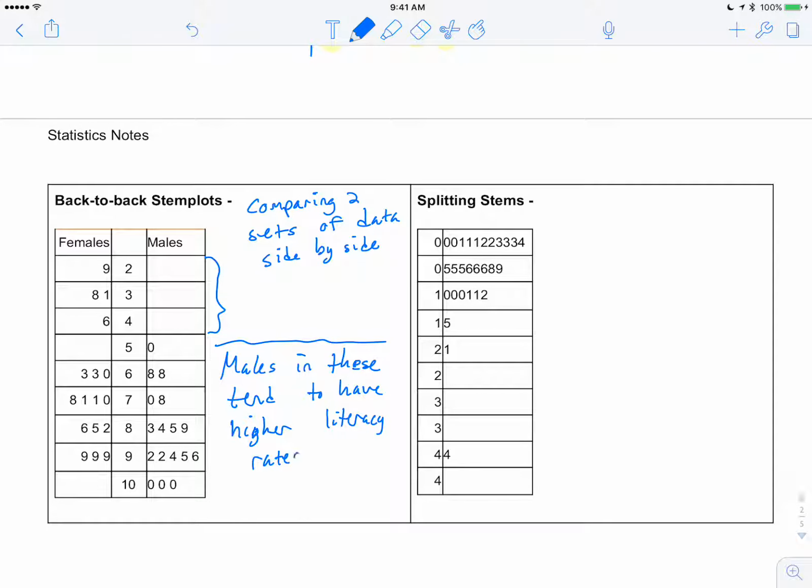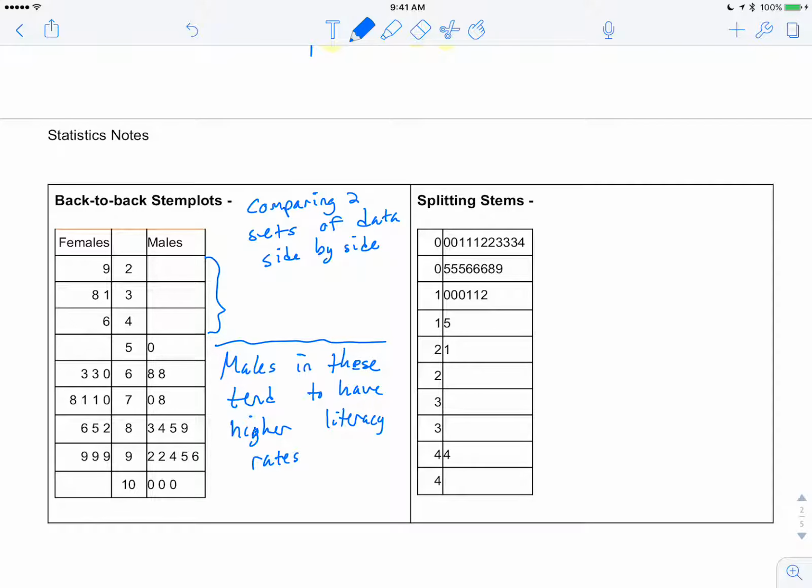And that's kind of the bare bones statement about the data set. Now, but again, we talked about this. Why do they have better literacy rates in these countries? Then you start looking at some research, maybe taking some more data, some observational studies, whatever the statistician feels like doing at that moment. The other item we've put on here is what's called splitting stems.